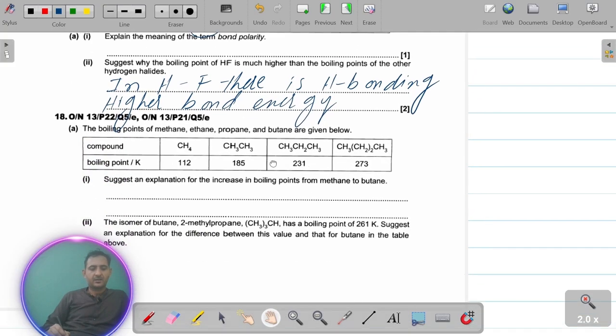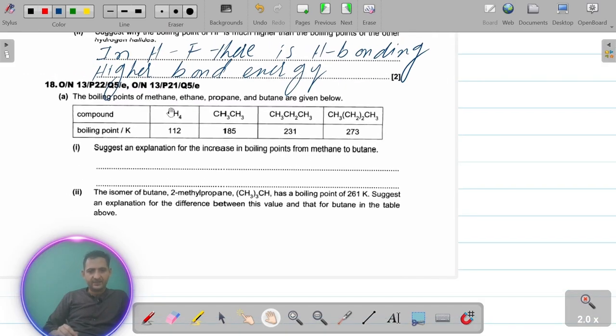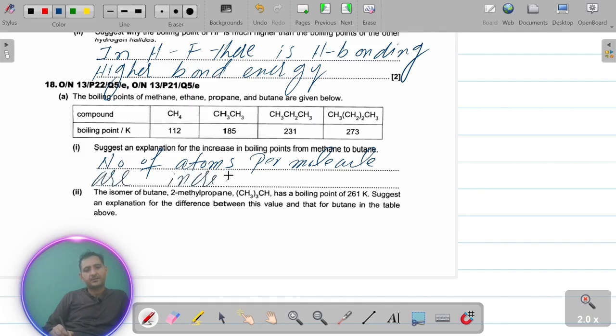Suggest and explain the increase in boiling point from methane to butane. We can say the mass is increasing and the number of atoms per molecule is increasing. Understand?